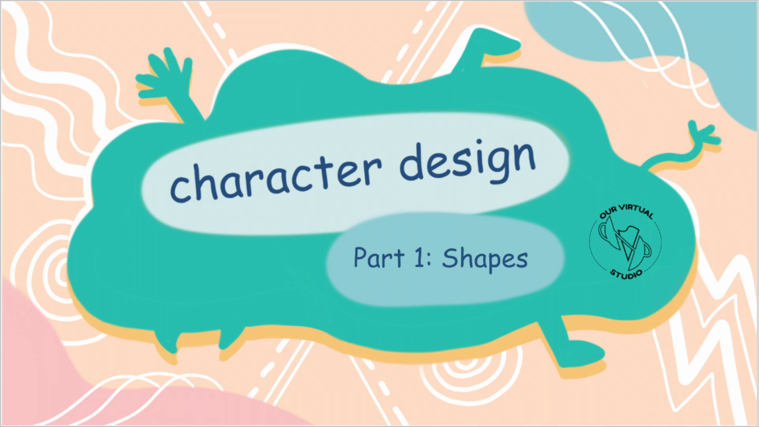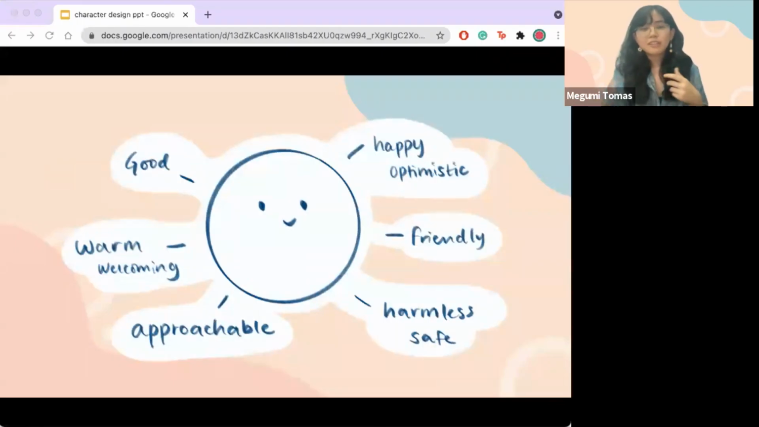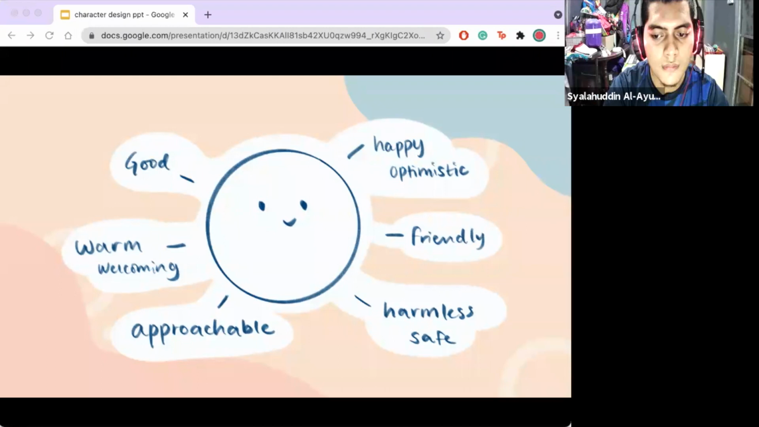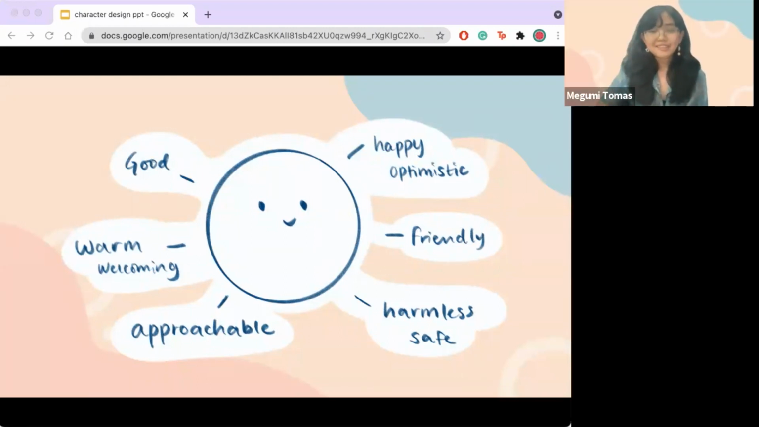We'll start off first with shape. With every shape that you draw, it has a certain personality. And I'll just list a few of the adjectives or personality traits that are often associated with these shapes, okay? So with the circle, these tend to be associated with happy, optimistic, friendly, harmless, safe, good, warm, welcoming, and approachable personality traits. So characters who tend to be more round in shape often visually convey these sorts of traits.